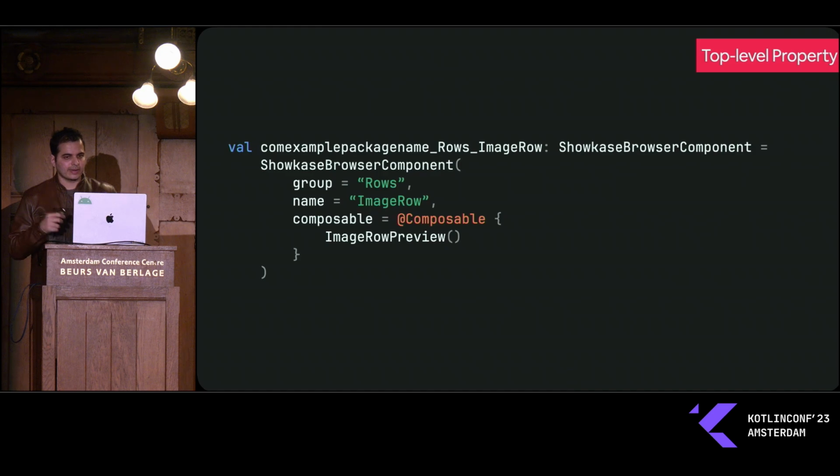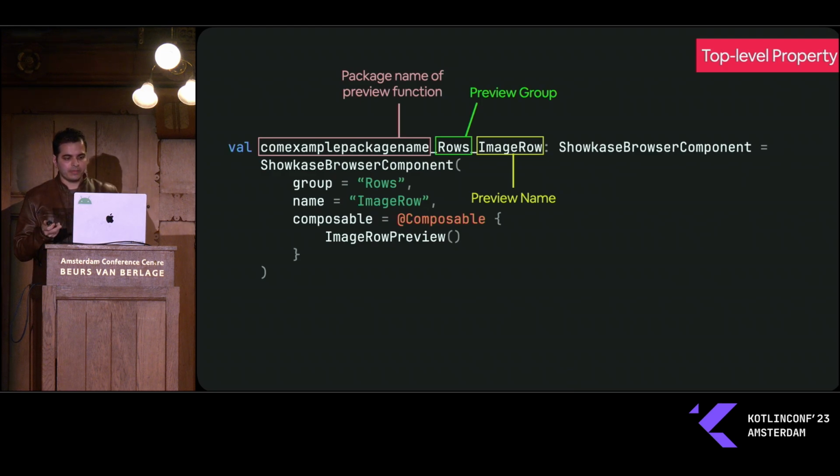If you remember, we declared a data class at the start of the presentation with the three things we care about. This property is essentially an instance of this data class itself, where we are storing the name of the component, the group of the component, and the composable function itself.